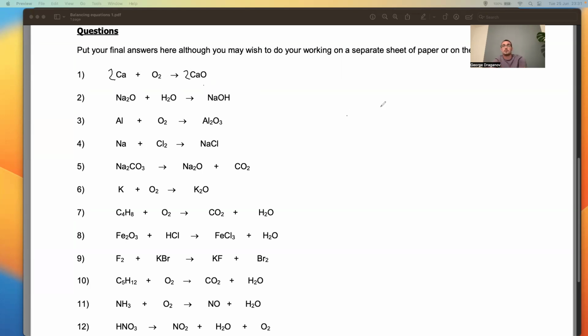I'll show you one other little disclaimer. So say you had H2SO4. We have 4 oxygens, 1 sulfur, and 2 hydrogens. If we put a 3 in front, we now have 6 hydrogens. The sulfurs will be 3 because it's 3 times 1. And the oxygens will actually be 12. It's 3 times 4.